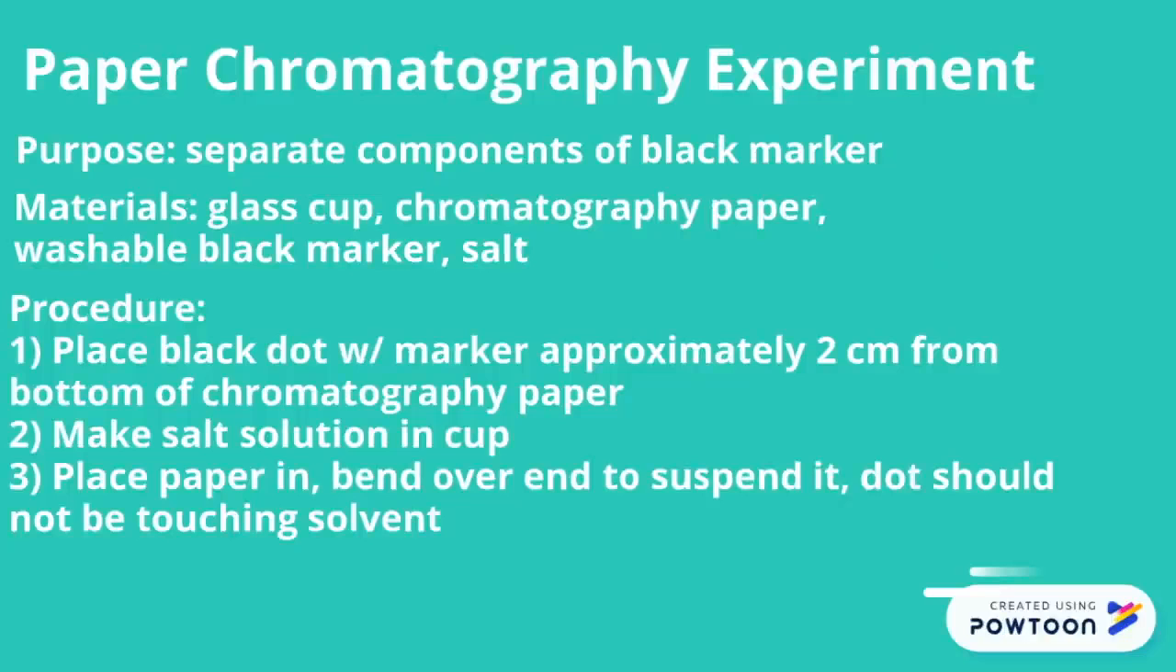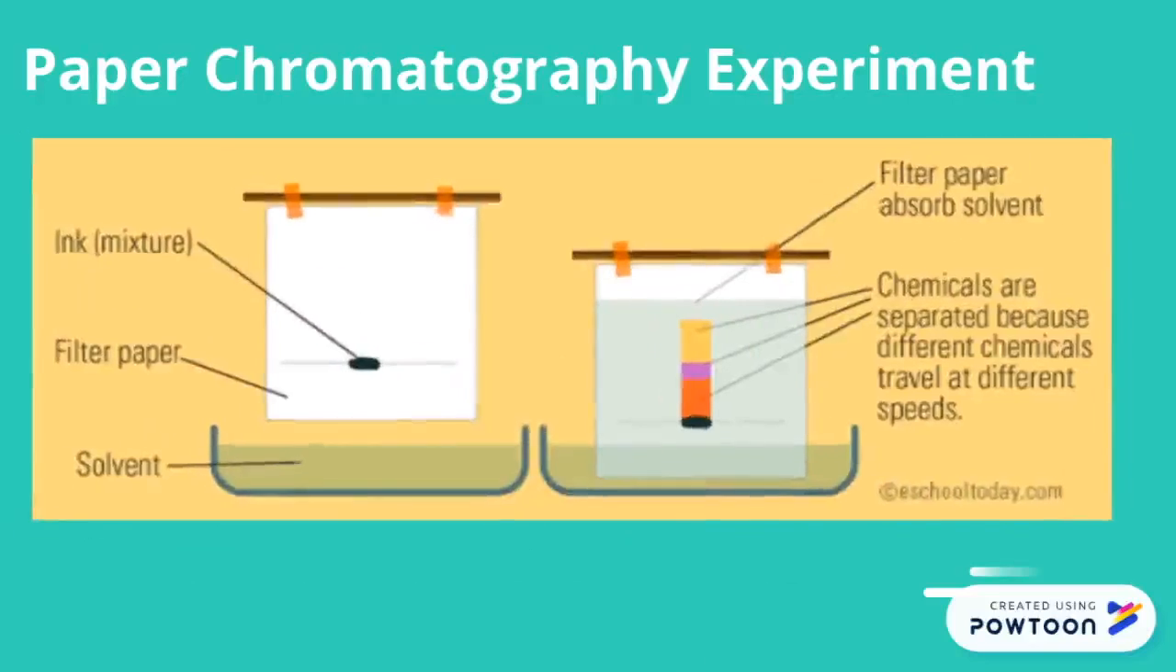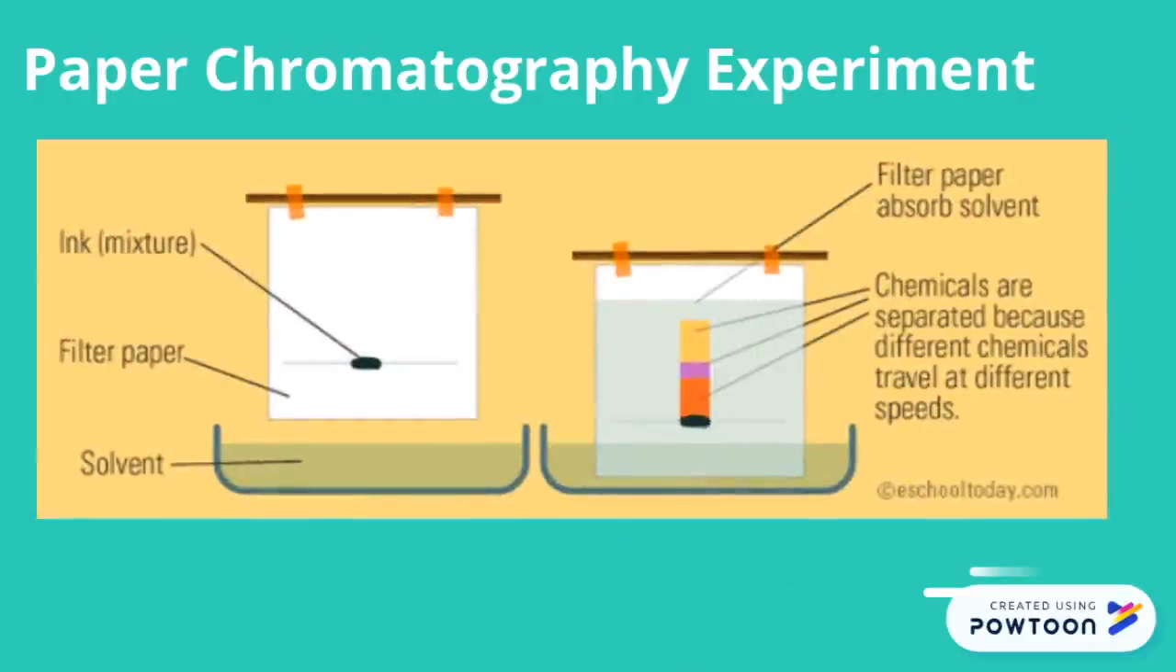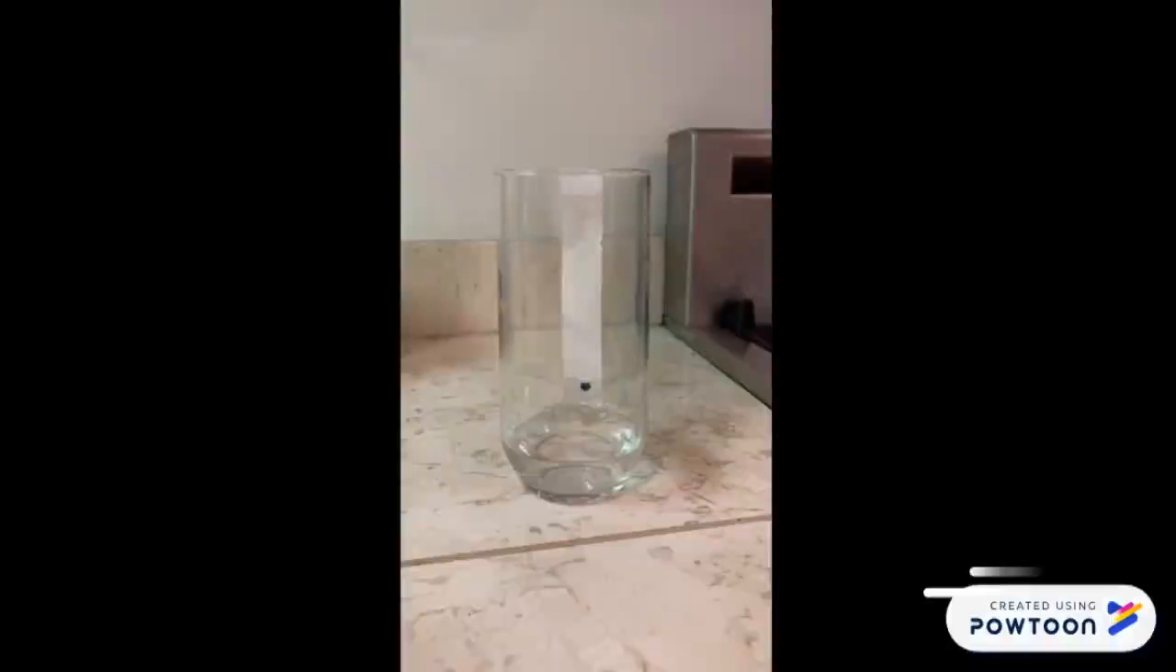Alrighty, that was a lot of information. So we're going to do an experiment, and hopefully it will make everything else make a lot more sense. This is the paper chromatography lab, and basically what we're doing is separating the components of black marker ink. The setup is rather simple. We put a black dot on chromatography paper, and then place that in a salt solution in a glass. You can even pause the video here and try it at home using the procedure I wrote down if you're interested. Let's see how it turned out.